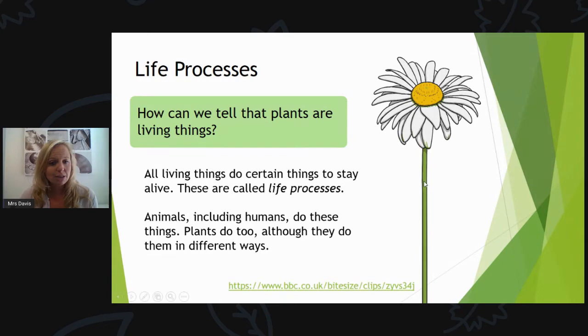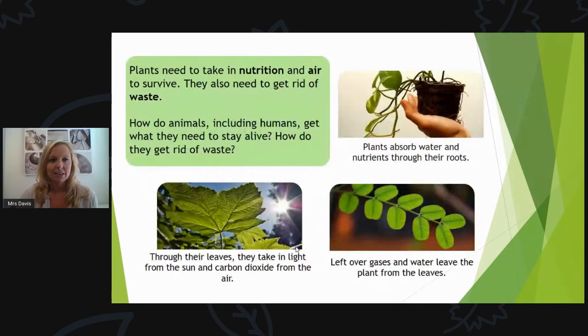Animals, including humans, do these things. Plants do them too, although they might do them in different ways. It's not necessarily the same way that you might see humans and animals doing it. Plants need to take in nutrition and air to survive. They also need to get rid of waste. So remember, animals and humans, we need our basic needs: air, water, food, nutrients, to survive. We do get rid of waste, don't we?